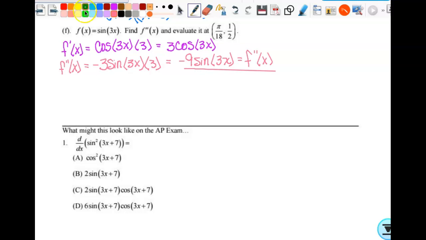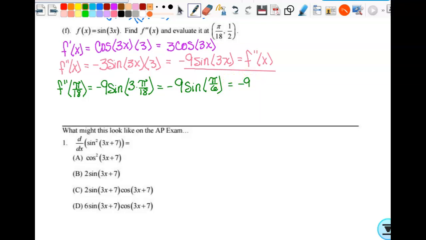Okay, so now we're supposed to evaluate it. I want f double prime of pi over 18. So that's equal to negative 9 times the sine of 3 times pi over 18. Well, what's 3 times pi over 18? Pi over 6. So this is really negative 9 times the sine of pi over 6, right? What is the sine of pi over 6? 1/2. So this is negative 9 times 1/2, which gives me negative 9 halves.